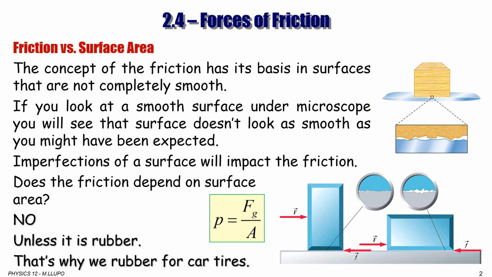So what about rubber? Rubber is the only exception for any other material. So that's why we use rubber for car tires. So the bigger the surface area, the bigger the friction. So that's what we want. We want a bigger traction, bigger friction between tires and roads. So as a conclusion, no. Friction does not depend on surface area.